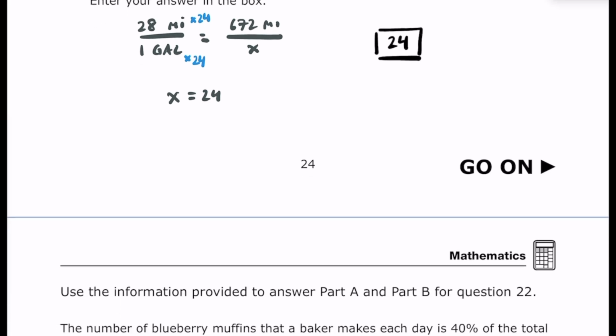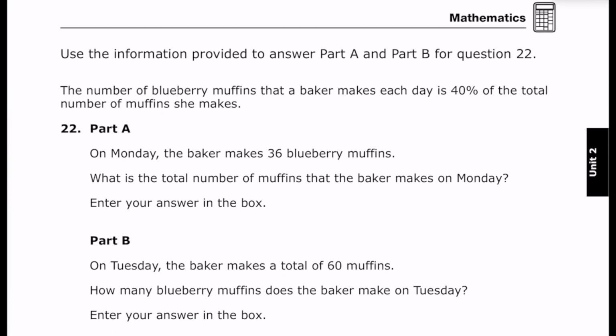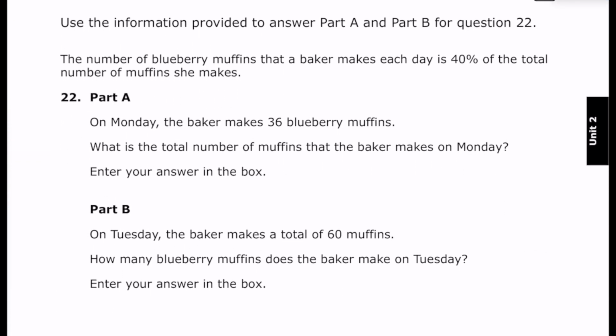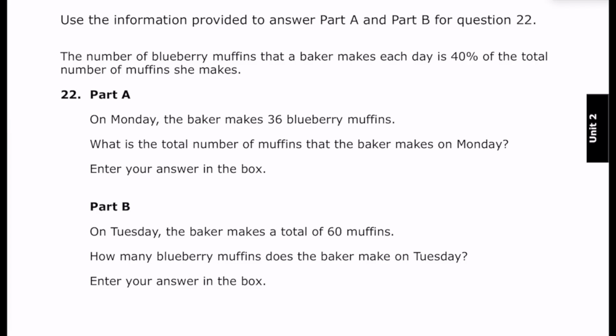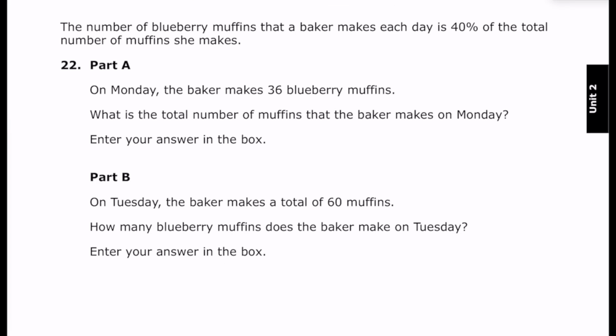All right, let's check out 22 and see what we got going on for this open-ended problem or multiple part question. It says use the information provided for part A and part B for question 22. So let's see, it says the number of blueberry muffins that a baker makes each day is 40% of the total number of muffins that she makes.